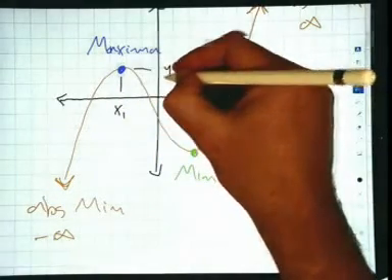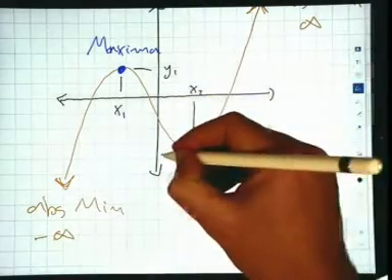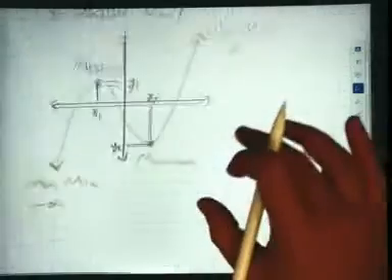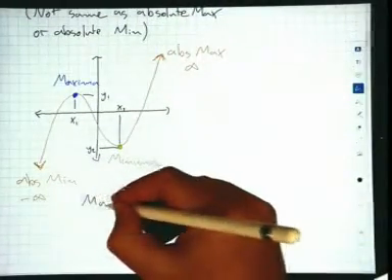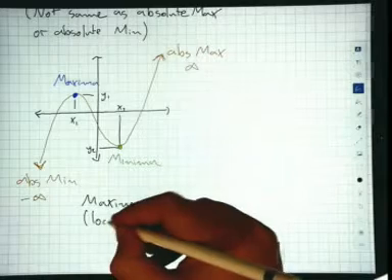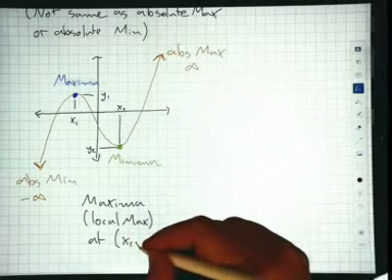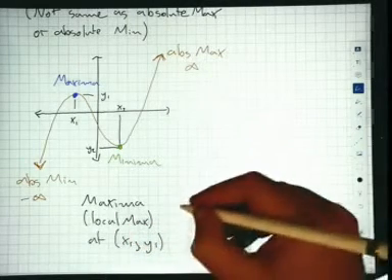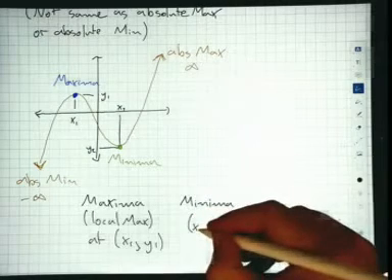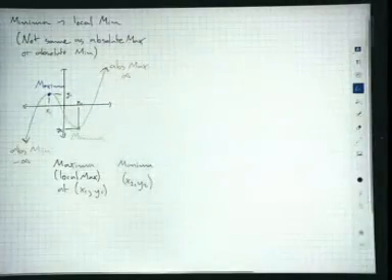So when we say what are the local max and min, we're going to be looking for the corresponding x values. So we'll call this x1, y1. What are the corresponding x values? x2, y2. So we would say that for this problem, I have a maxima, or you could also say local max, at x1 comma y1, and then you have a minima at x2, y2.